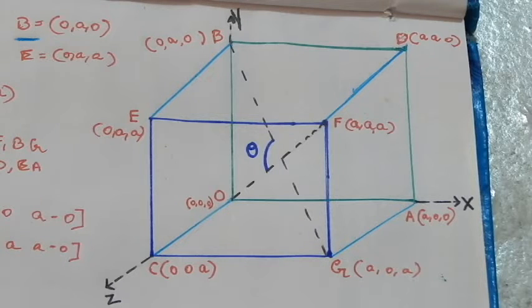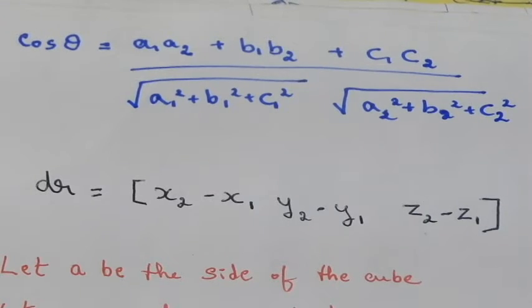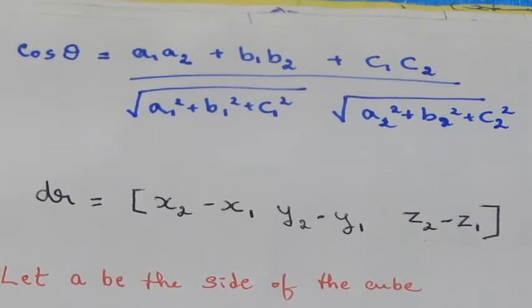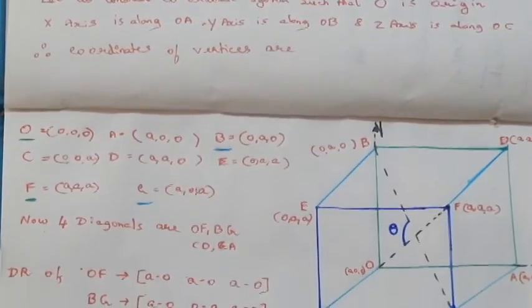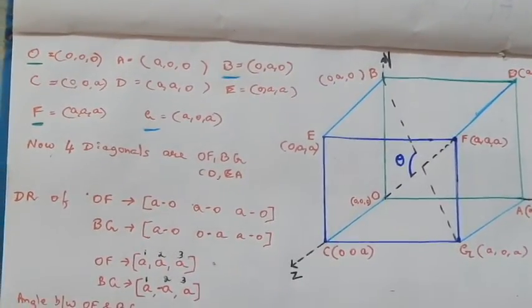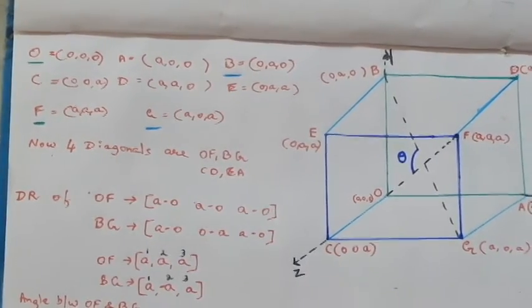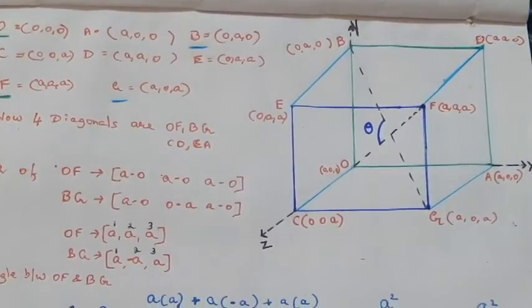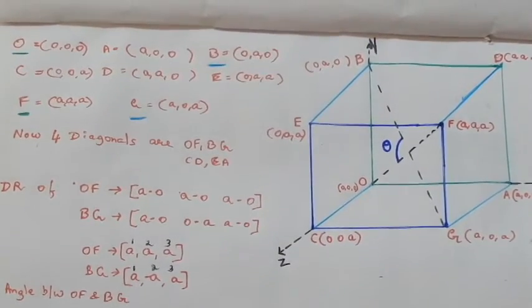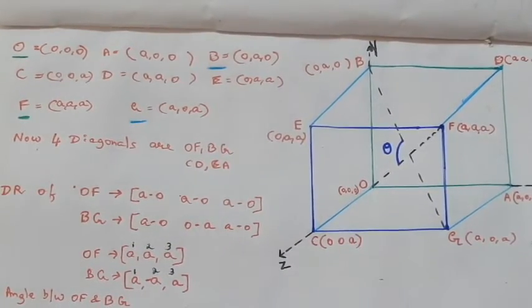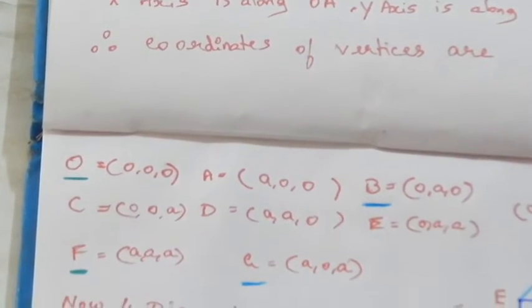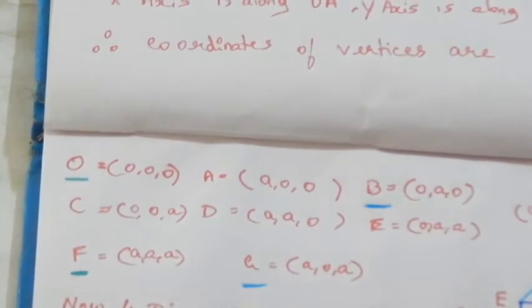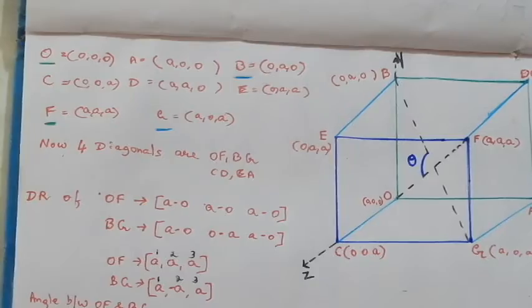EG and OF are the two diagonals. We need to find the direction ratios of these two diagonals using the formula. We consider the coordinates of vertex O as x1, y1 and z1 and the coordinates of vertex F as x2, y2 and z2, then applying the formula x2 minus x1, y2 minus y1, z2 minus z1, we will get the direction ratio of the first diagonal OF.